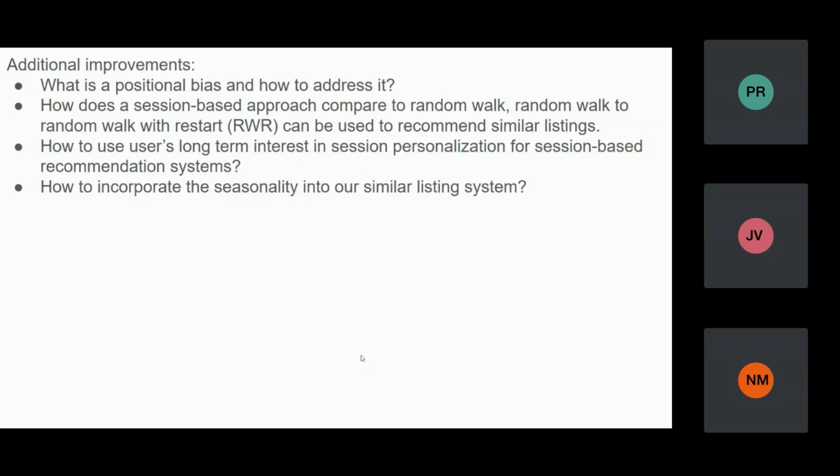Then in the end, we have how to incorporate seasonality into our similar listing system. During the year, the habits or human behavior are not the same for purchasing or having a vacation or whatnot. So how can we incorporate the different seasons being experienced into the listing system, and how can we improve those listings based on the seasonality?